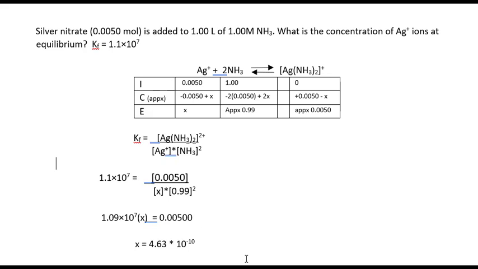After doing the math, it turns out that the concentration of silver, which is x, is 4.63 times 10 to the minus 10th. And that seems reasonable because of the highly product-favored equilibrium of this reaction.